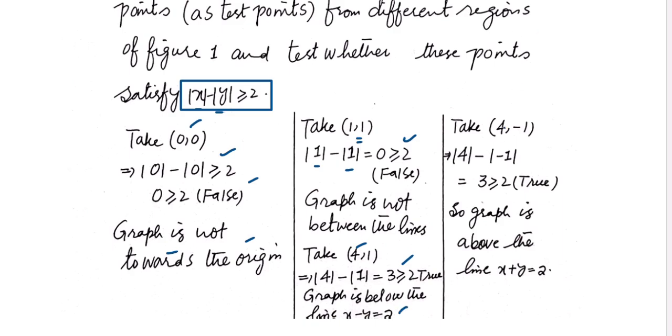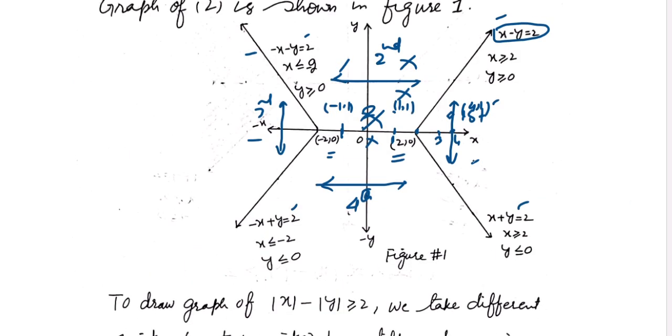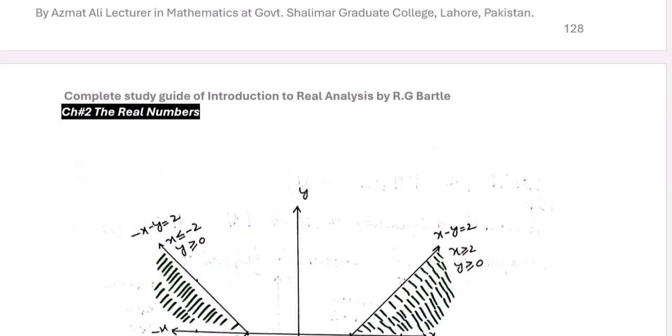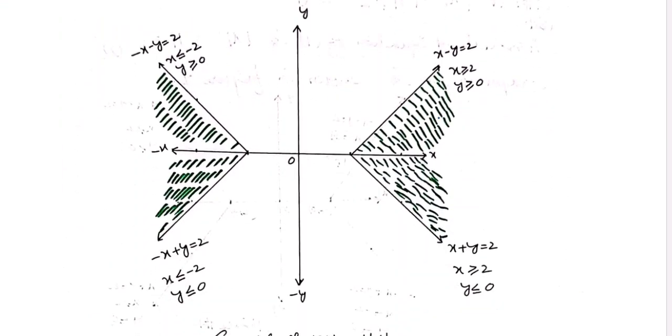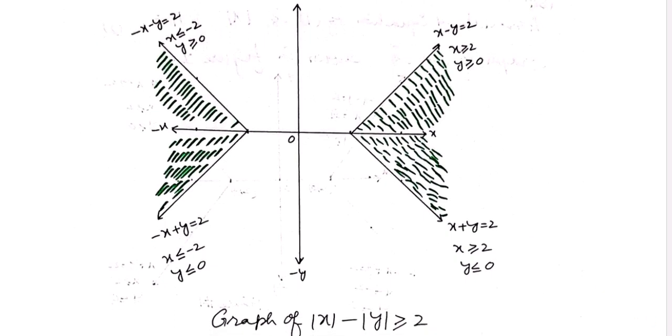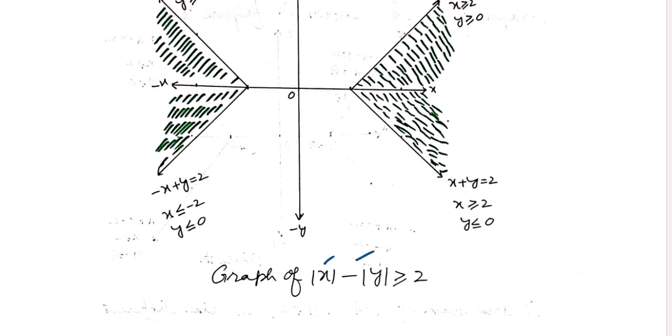Similarly, if you take the point (4, −1), this also satisfies this inequality. So the graph is above the line. Your point x = 4, y = −1 will be here, above this line. So finally, after testing different points, you can shade the graph of this inequality as. So the graph of |x| − |y| ≥ 2 is given by this shaded region.